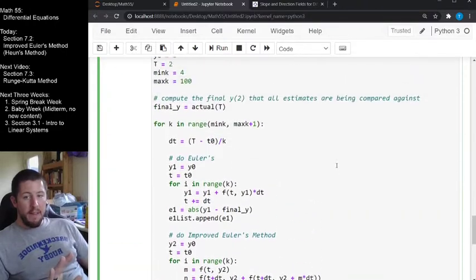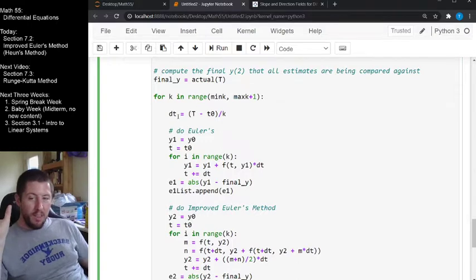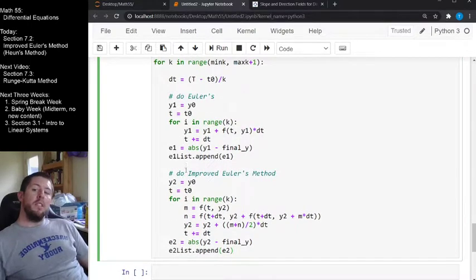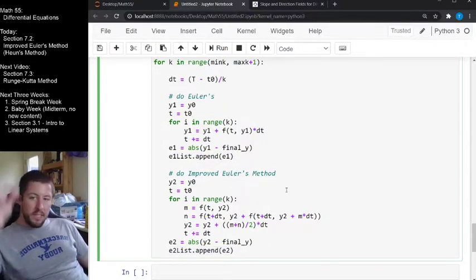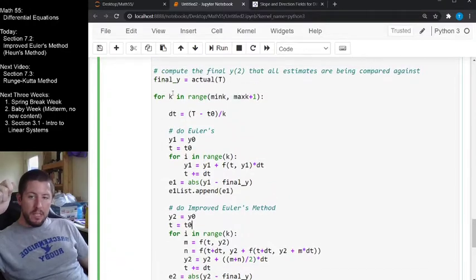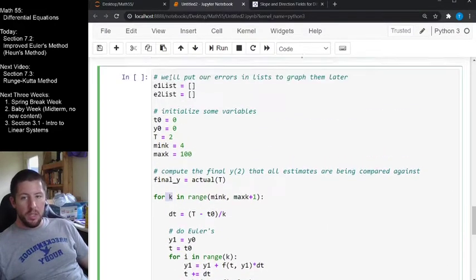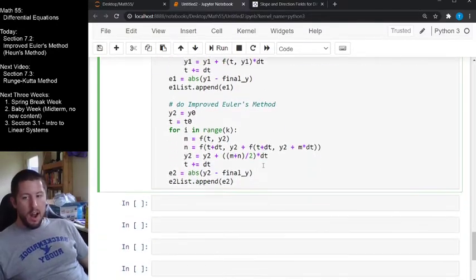Okay, a lot of stuff happened right here. We got nested for loops, multiple for loops nested within another for loop. But the point is, it's going to do all of Euler's with four subdivisions, do all of improved Euler's at four subdivisions. It's going to get the final estimate, find the error of the final estimate and stick it into our list for both of the techniques. Then it's going to end that one pass through this for loop for k. Now k is going to take on the value of 5. It's going to do this whole thing again, stick new values into these e1 and e2 lists. Then it's going to make k 6, do the whole thing again, stick those errors into our error lists up there.